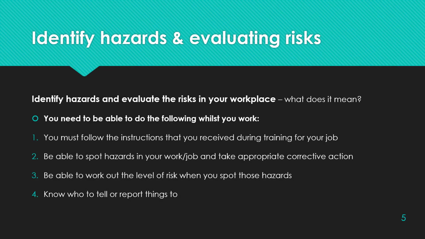Identify hazards and evaluate the risks in your workplace. So what does it mean? You need to be able to do the following whilst you work. 1. You must follow the instructions that you received during training for your job. 2. Be able to spot hazards in your work and take appropriate corrective action. 3. Be able to work at the level of risk when you spot those hazards. 4. Know who to tell, or report things to.